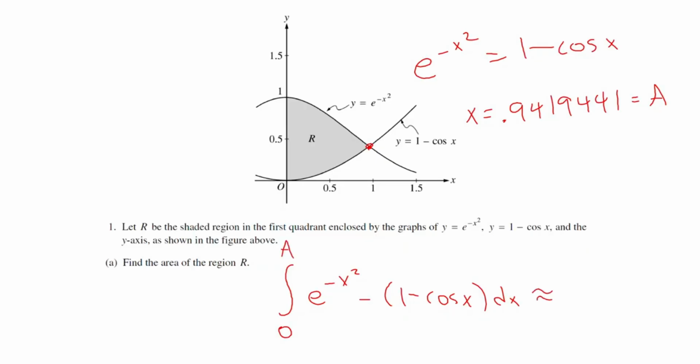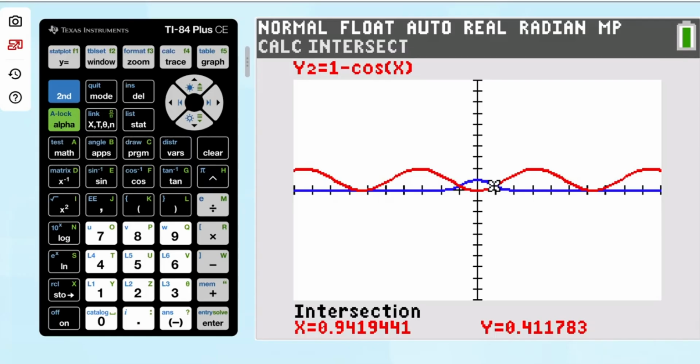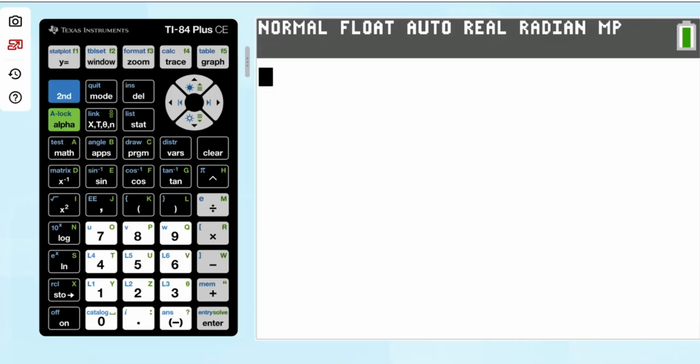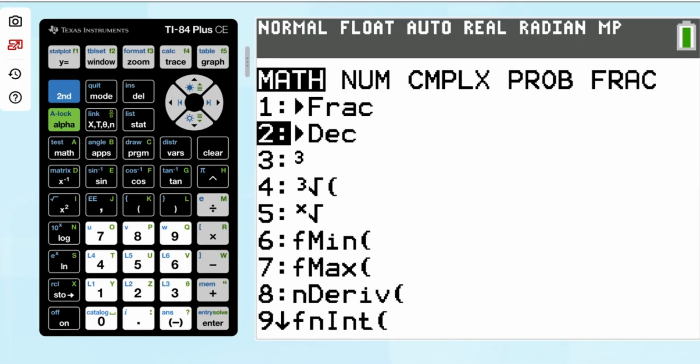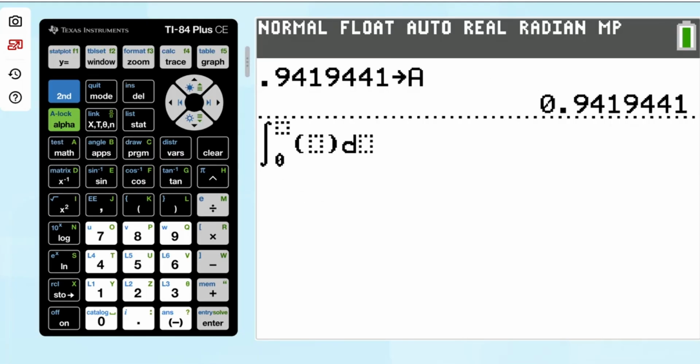And then we'll use our calculator to find that integral. One thing we can do is go over here and just type that number, 0.941941, in and hit STO with the arrow just above the on button. And then hit alpha and math, which is alpha A. And now that number is stored as A. So when I do my integral by hitting math 9, I don't have to keep retyping that value and have a chance of messing it up. I can just hit alpha A.